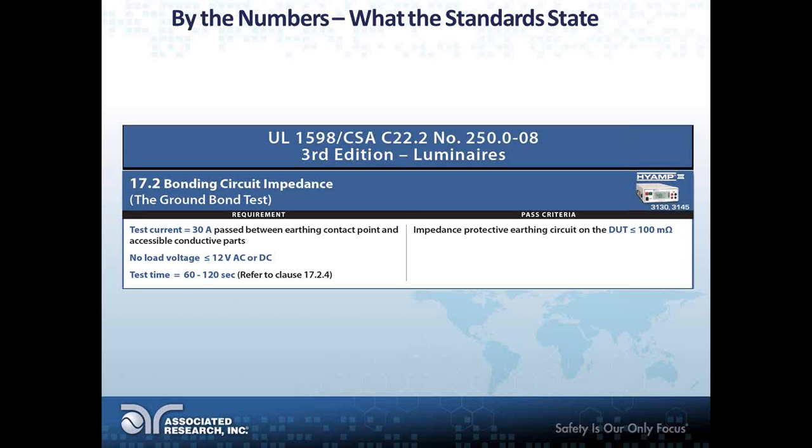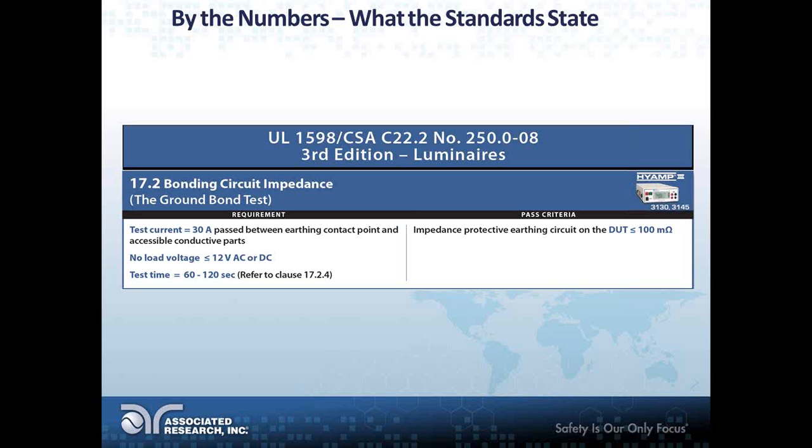And I have a reference to clause 17.2.4 because there is a variation in the test time depending on what you're dealing with here. And the pass criteria is that the protective earthing circuit on the DUT be less than 100 milliohms. So actually that 100 milliohm number is pretty common throughout various standards. That seems to be a benchmark for equipment for the resistance of the ground circuit.